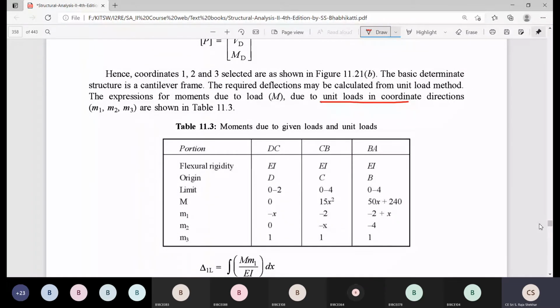Coordinate direction 1 movement is m1, coordinate direction 2 movement is small m2, coordinate direction 3 movement is small m3. Moment due to applied load is capital M. Due to unit load in the coordinate direction 1, that will be m1. Due to application of unit load in the coordinate direction 2, that will be m2. So m1 and m2 will be there, m3 will not be there.